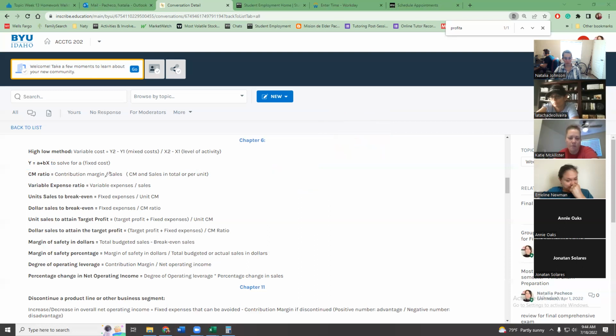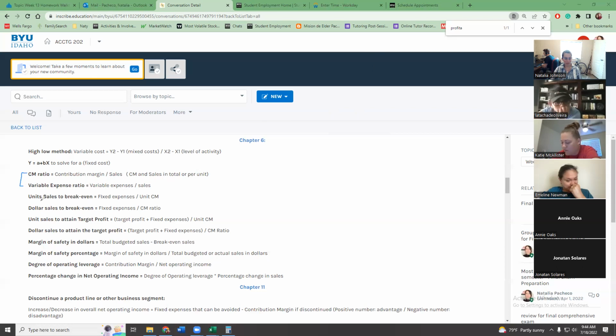All right, the contribution margin ratio is the contribution margin divided by the sales, and it can be the total or per unit. You do the same with variable expenses, but I don't really think they're going to ask for the variable expense ratio. The contribution margin ratio is more important, but it's the same way, the variable divided by sales. And if you add these two together, it will give you 100% because sales is 100%.